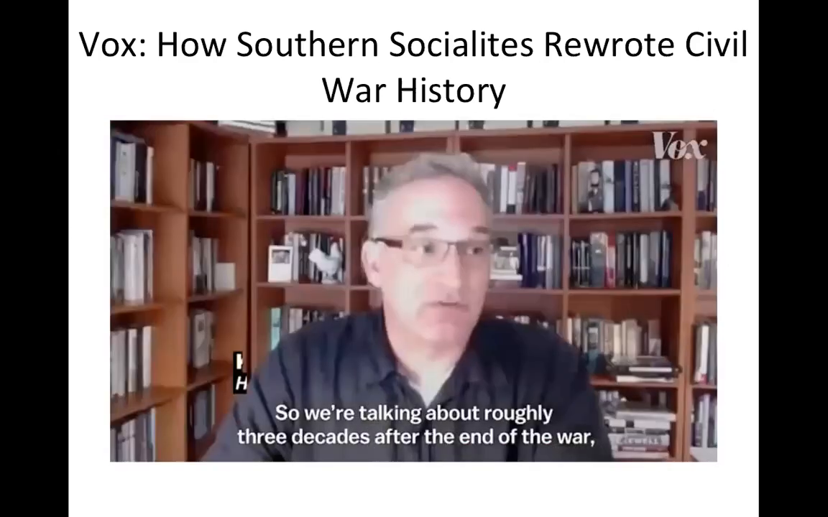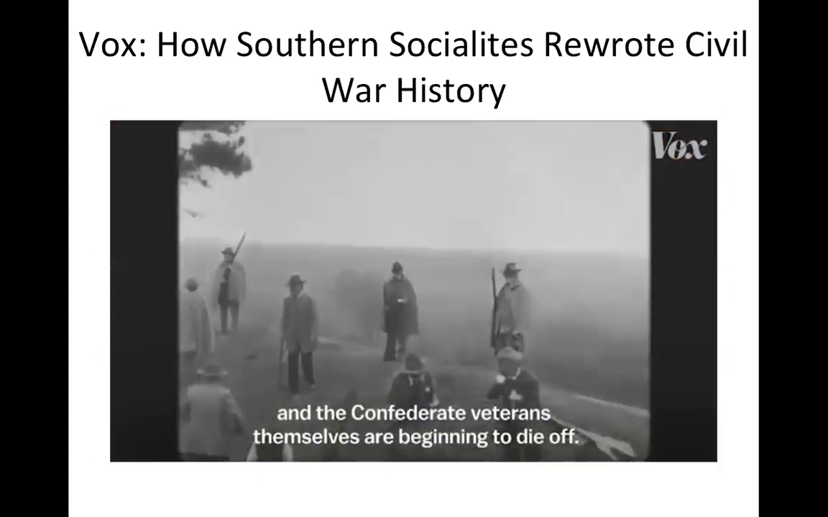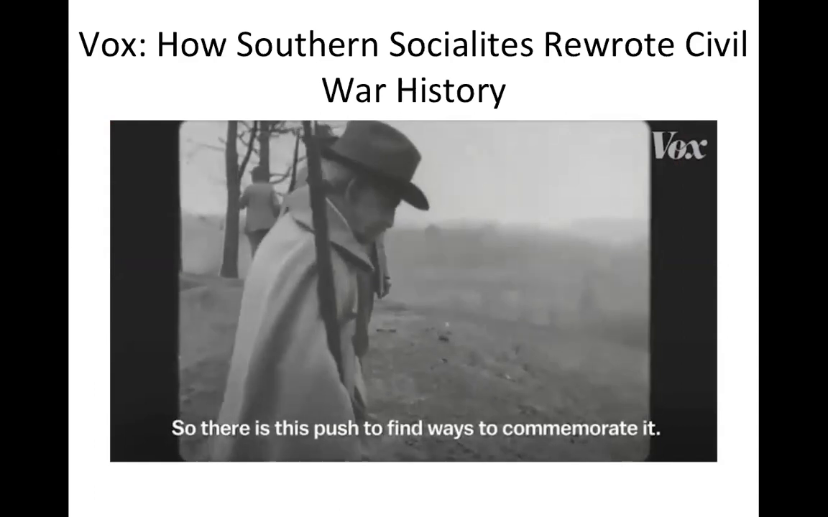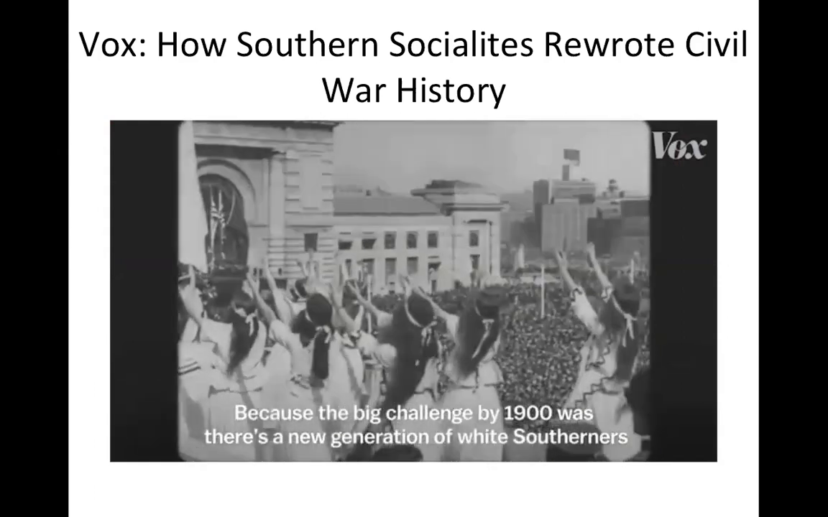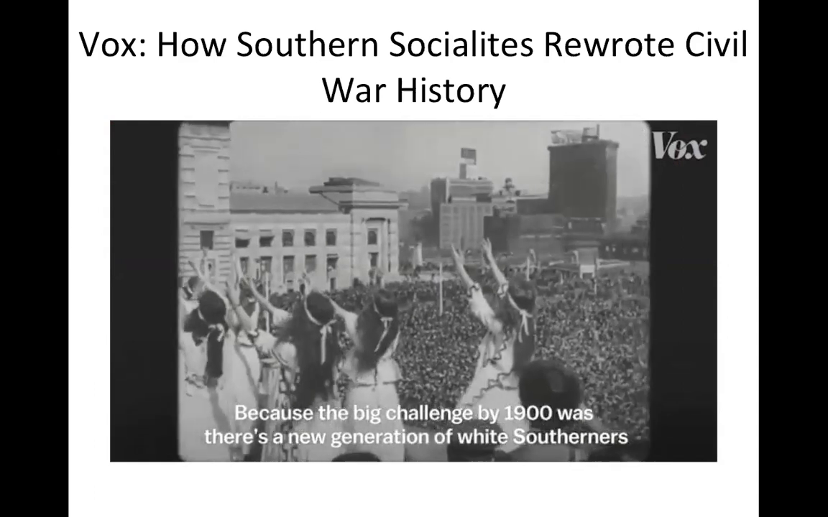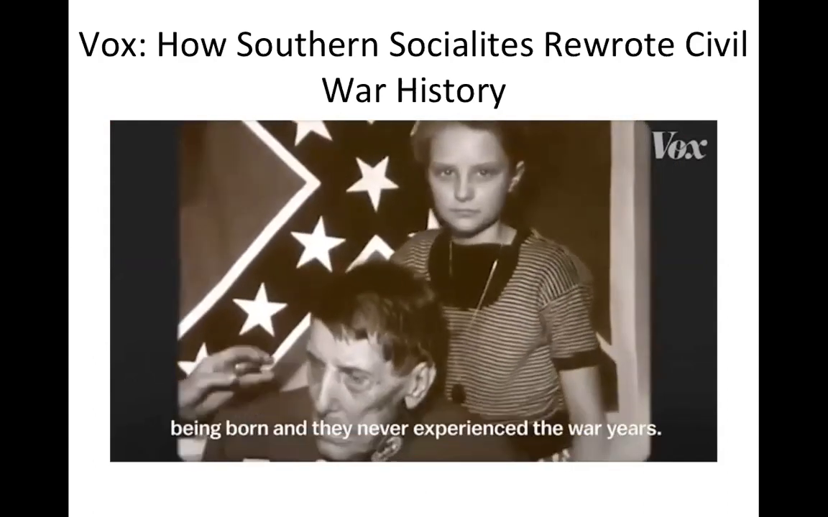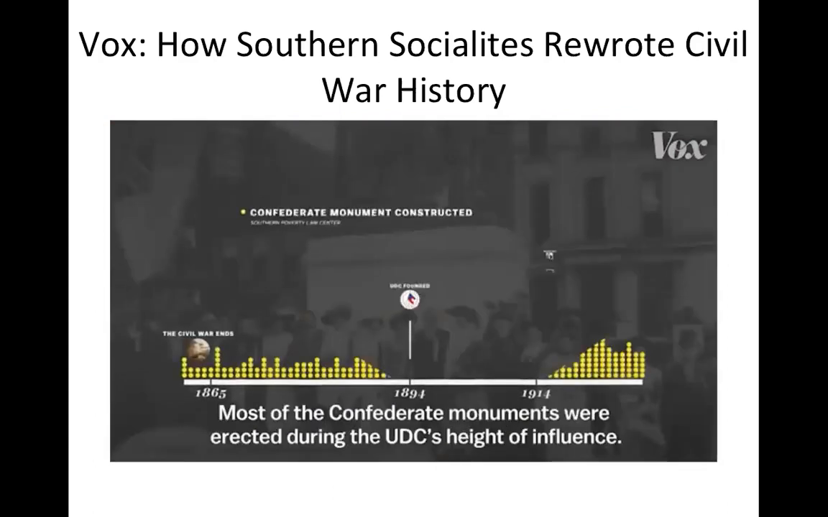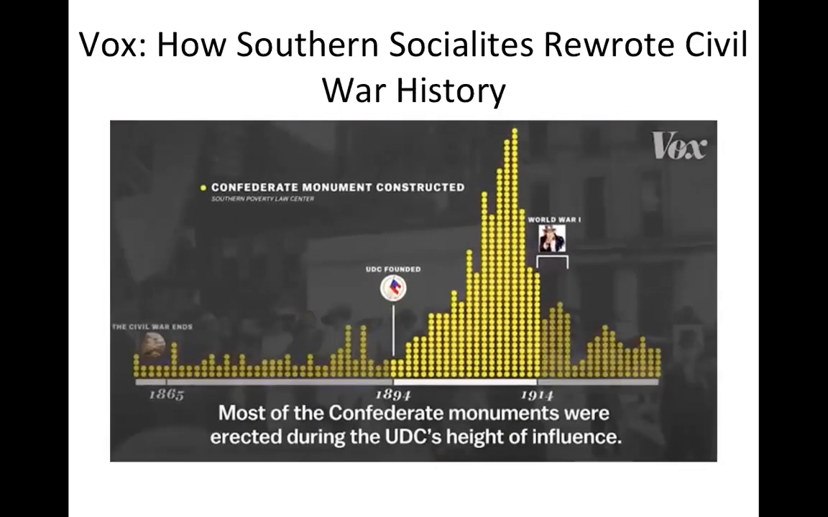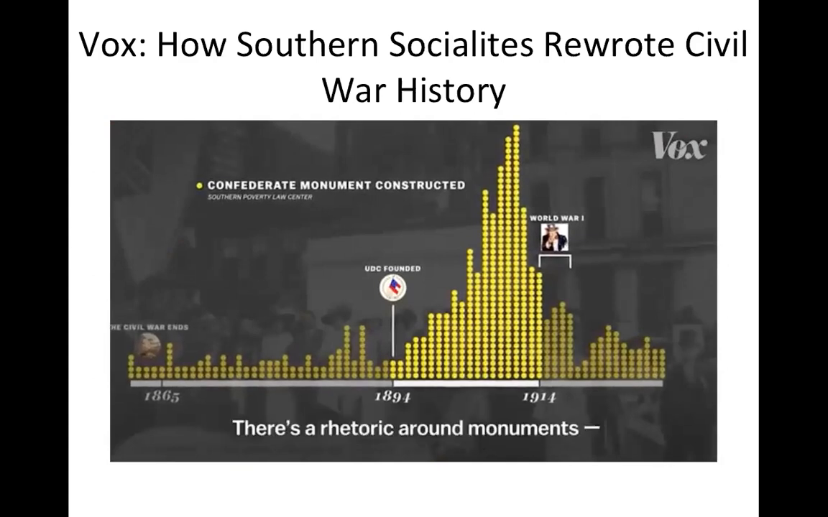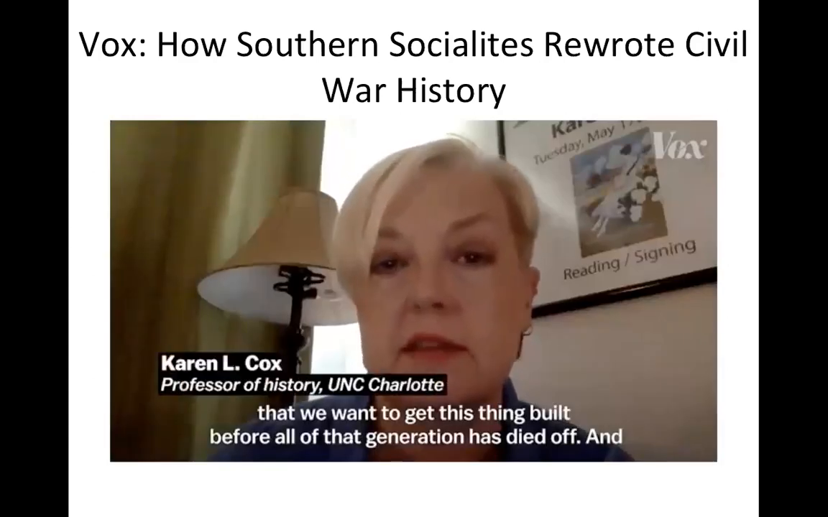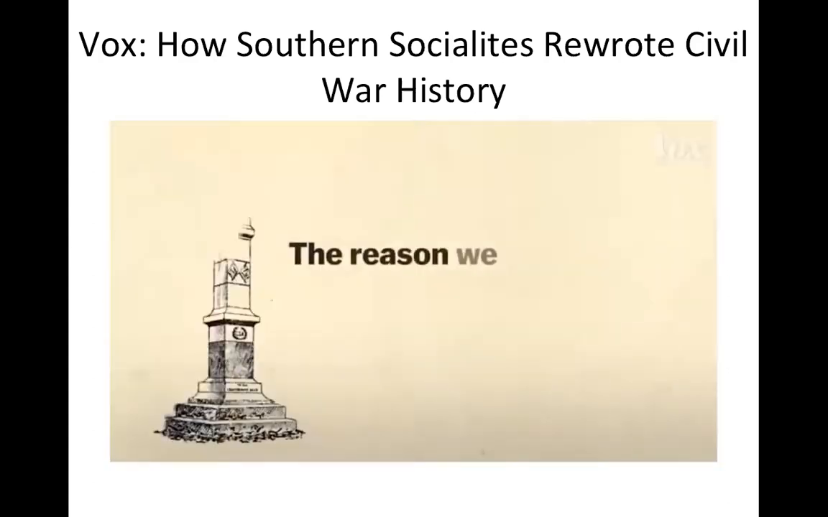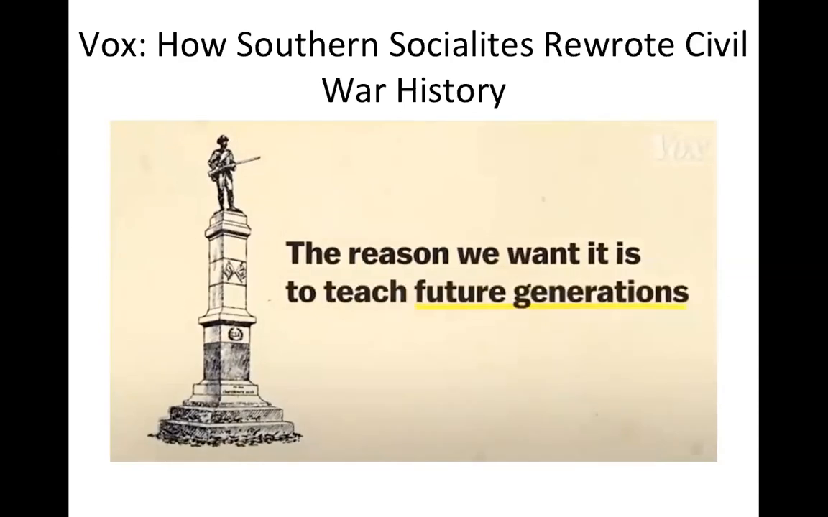So we're talking about roughly 3 decades after the end of the war, and the Confederate veterans themselves are beginning to die off. So there is this push to find ways to commemorate it, because the big challenge by 1900 was there's a new generation of white Southerners being born, and they never experienced the war years. That push is visible. Most of the Confederate monuments were erected during the UDC's height of influence. There's a rhetoric around monuments that we want to get this thing built before all of that generation has died off. And the reason we want it is to teach future generations about those men.